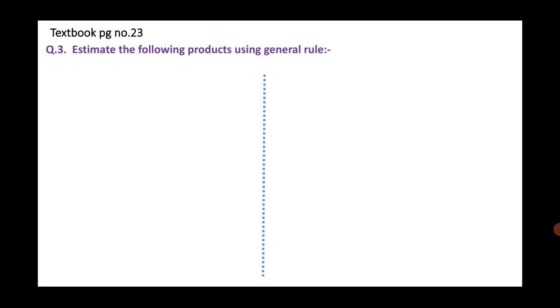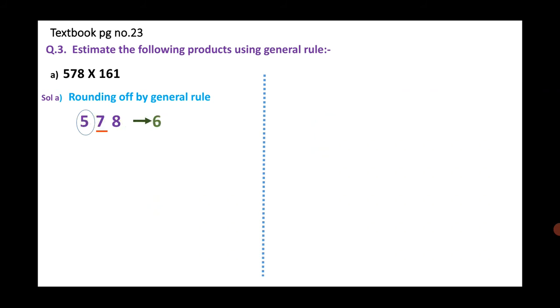Okay, now moving on to question number 3. See, we have 578 into 161, and the question is to find the product. Okay, so rounding off by the general rule. See, we have 578. In the 100th place I have 5, and to the right of that I have 7. 7 is greater than 5, so I have to add one more to this 5. So now my number will become 6, and all the rest of the digits will turn to 0.